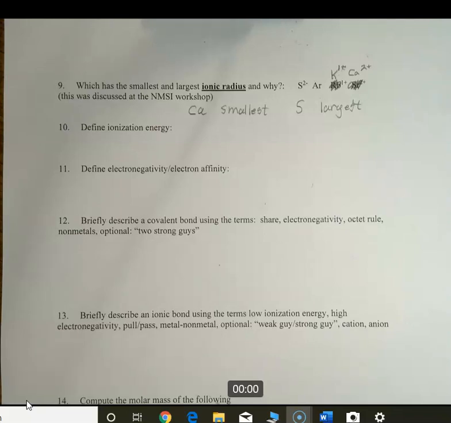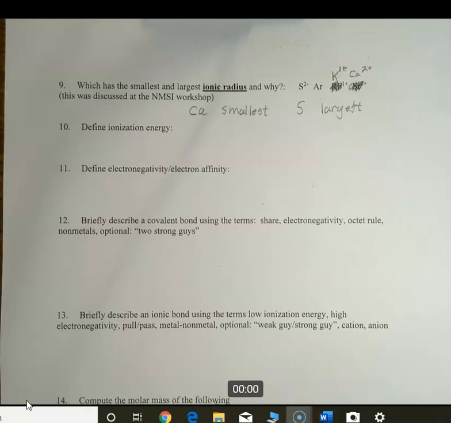Okay, define electronegativity and electron affinity. I just threw these together in the same question because we usually use the term electronegativity, but there's technically a difference. So electron affinity is how much an atom wants to pull an electron away from another atom, from outside of itself. That's what we would actually have in an ionic bond, where a nonmetal with high electron affinity pulls electrons away from other atoms. Although we often refer to that, and even sometimes textbooks refer to that, as electronegativity, technically it's electron affinity. Electronegativity is the similar concept: it's how much an atom wants to pull an electron away, but in a covalent bond.